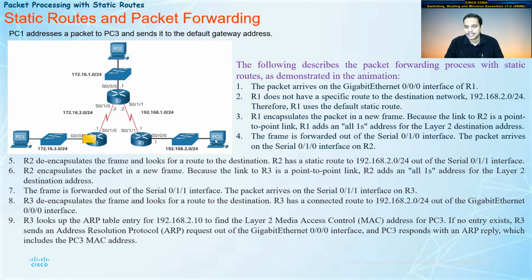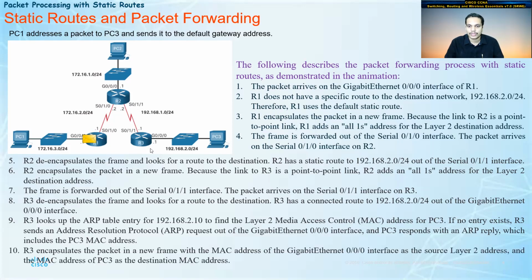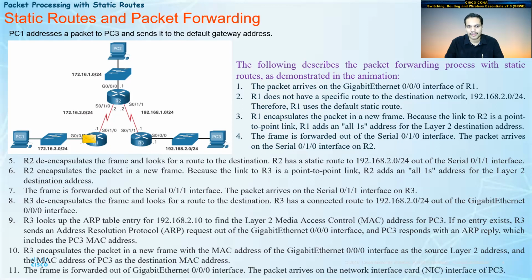And PC3, once it receives this particular ARP request, it will see that the corresponding IP address belongs to PC3 and it will give an ARP reply back. That means it is saying that I am the person who corresponds to the given IP address and this is my MAC address. Once the MAC address is known, it will automatically encapsulate the packet using that particular MAC address and sends it out of the G0/0 interface of R3. And finally, the frame is forwarded out of the G0/0 interface.